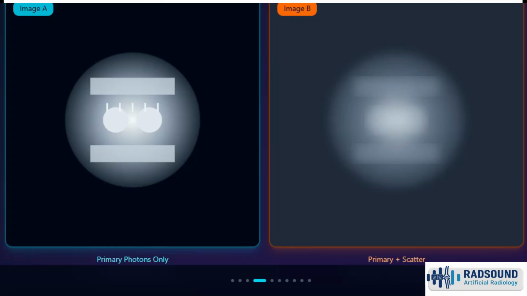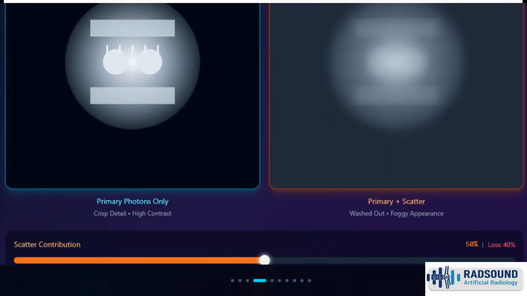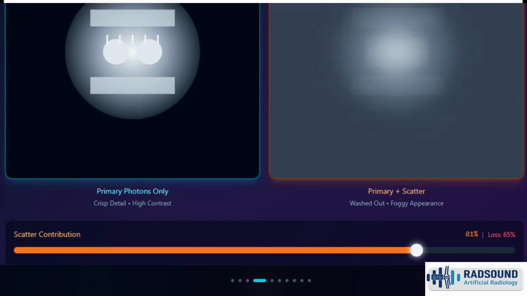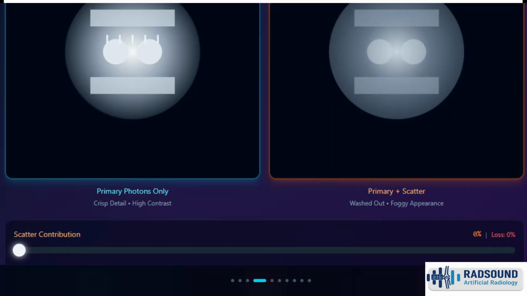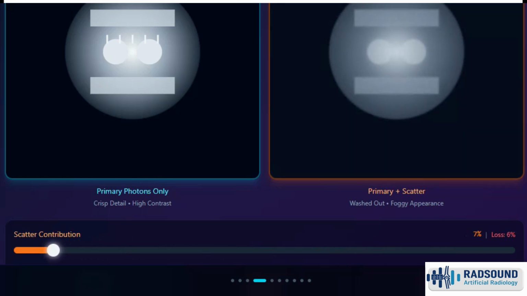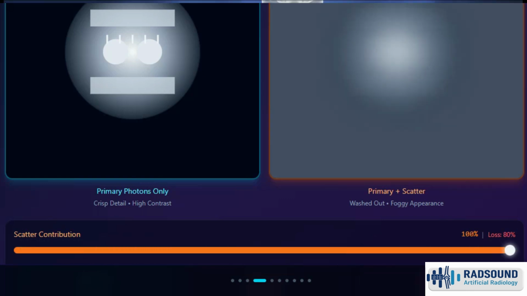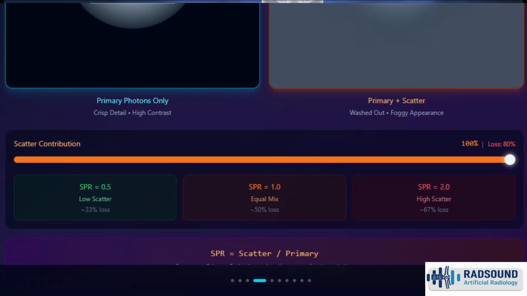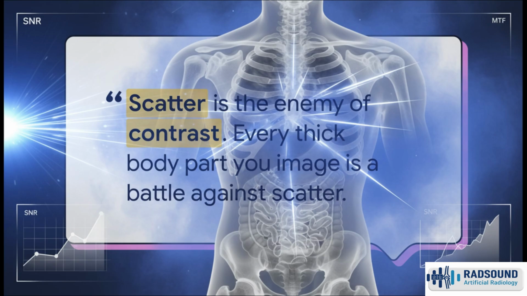On the other side, you've got the noise. This comes from scattered photons that have bounced around inside the body like pinballs. They end up hitting the detector in the wrong spot, adding this layer of fog that just degrades our beautiful signal. As Dr. Jafar so perfectly puts it, scatter is the enemy of contrast. It's basically the main villain in our story. Anytime you're imaging a thick body part, say an abdomen or a pelvis, the biggest challenge you face as a technologist is winning the battle against that scatter.